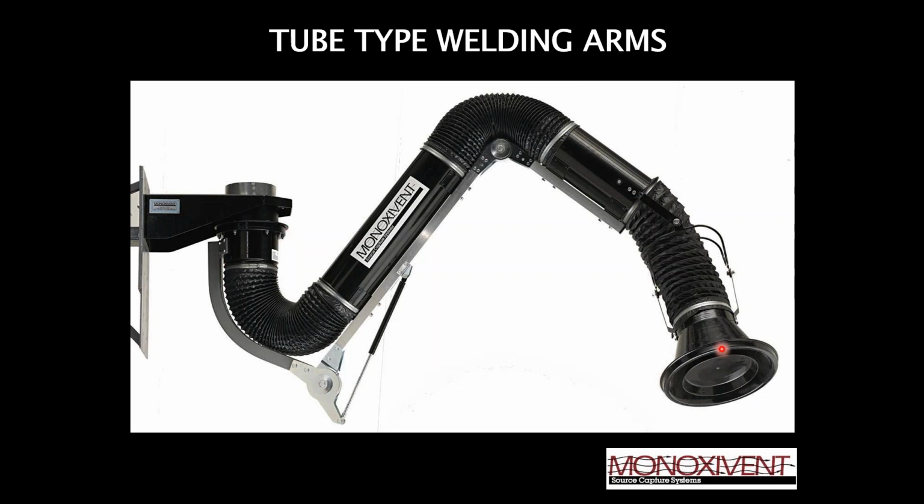And all of our arms, we can put a light kit on it, and we can put a fan on it. So basically I can position this arm right over where I need it, turn my light on, turn my fan on, and I'm now hands-free able to do whatever process it is that I'm doing.